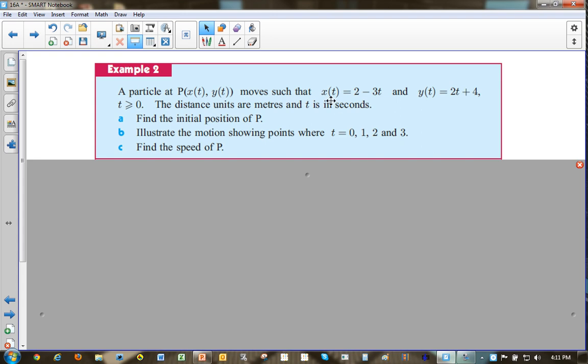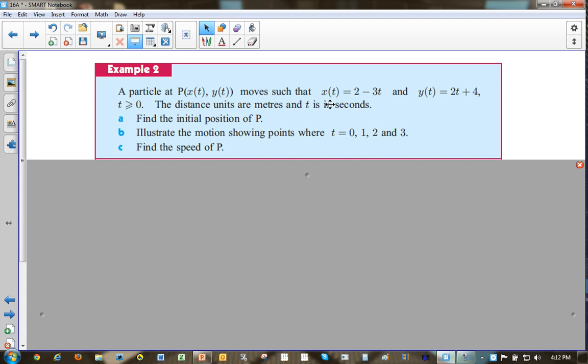They give me a function to help me calculate the x's. They give me a function to help me find the y's. And so I also need to know that the distance is in meters and time is measured in seconds. So I need to find the initial position of P. Well, initial to you and me means that time is at 0. So that's when time starts. So I'm looking at when t is equal to 0.